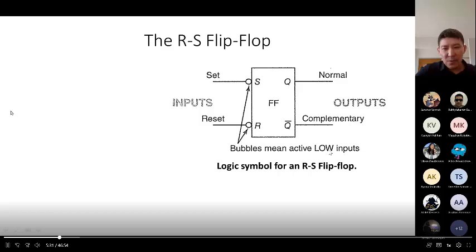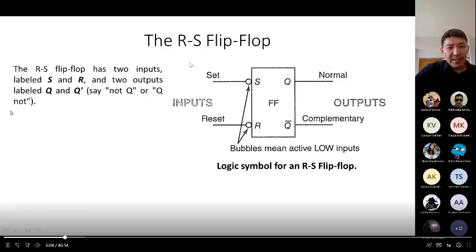Bubble means it's active low. It means that to activate this logic symbol, you need to apply 0, not 1. In the output you can see it has two outputs, Q and not Q. For example, if Q is 1, not Q is 0. If Q is 0, not Q is 1. So it's just normal and complementary; they are always opposite to each other.